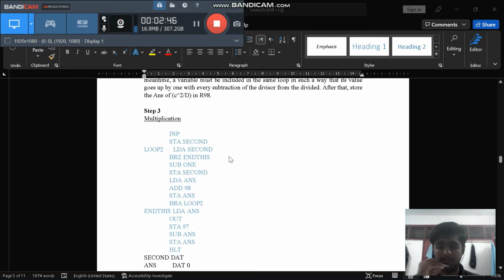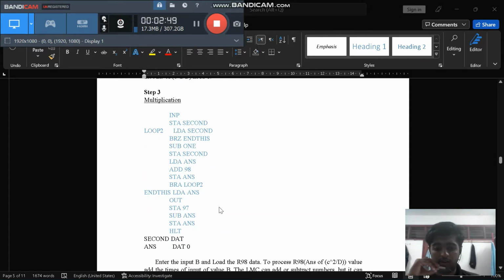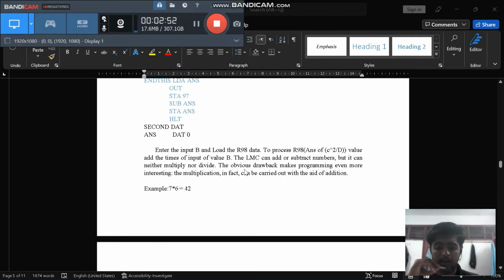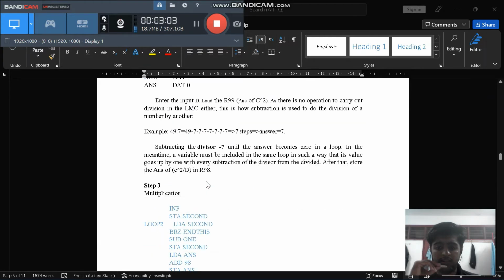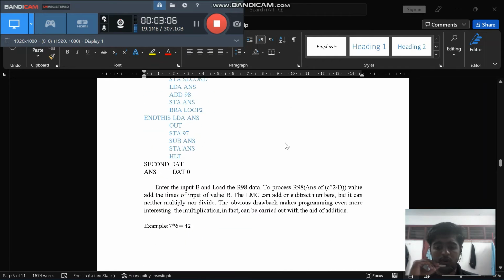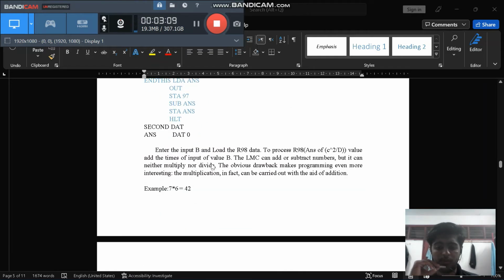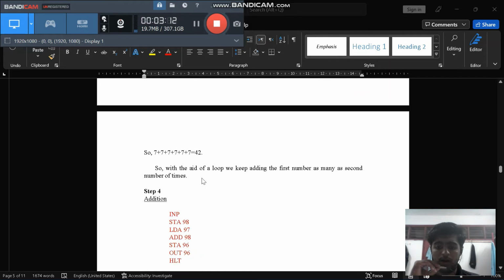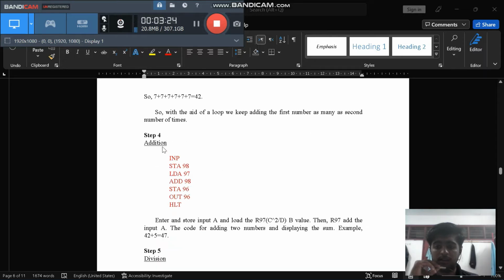For the third step is multiplication. This is the assembly code of multiplication, and we enter the p value because we want to times with the p, and we load into R98 data. So we get the value of 7 here, and we times with 6, the input value of b, so we get 42. The condition is like 7 plus 7 plus 7 plus 7 plus 7 plus 7, we get 42. So with the add loop, we keep adding the first number as many times as the second number, until we get 42.